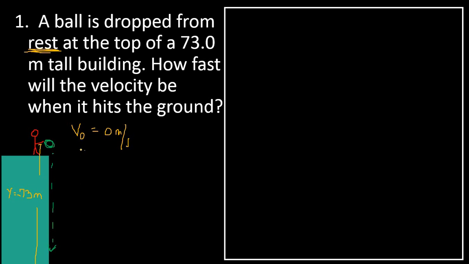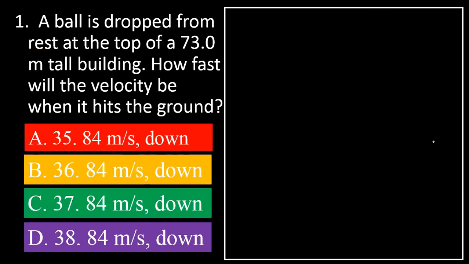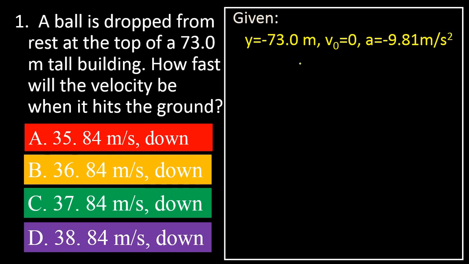Next would be the acceleration. And what would be the acceleration? It's 9.81 meters per second squared. If you use 9.8, it's perfectly okay. And in what direction? It always goes downward, so it's negative. So to summarize, we have this. We have the given.